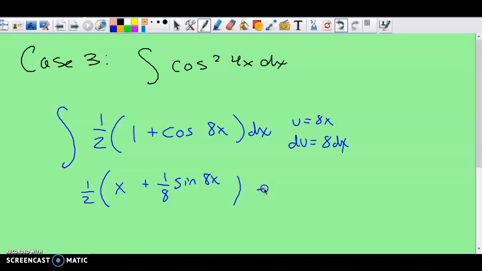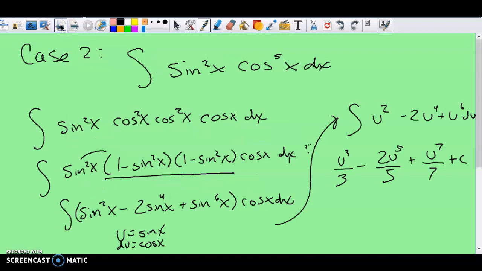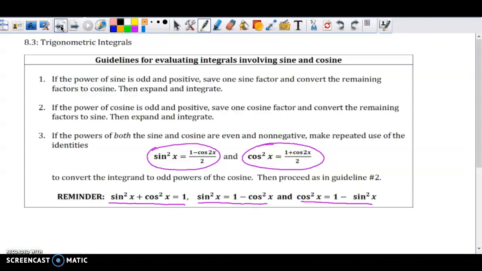And what else can we do? That's pretty much it. If you want to redistribute the 1/2, that's fine. And classic mistake, don't forget your plus c. So you can redistribute the 1/2 if you want. You can also leave it factored out. Same thing. Okay, so those are the 3 different cases. We'll focus on doing more of these next time.